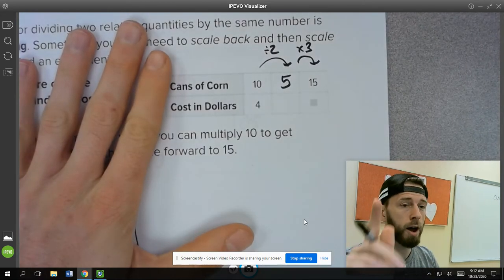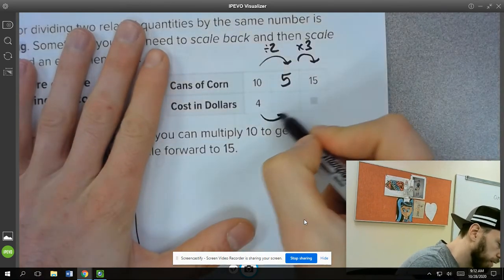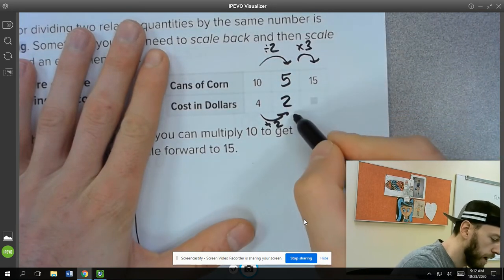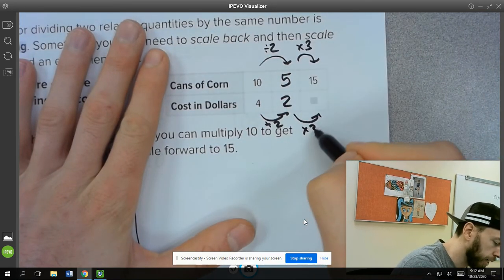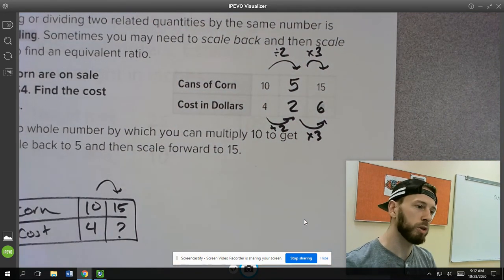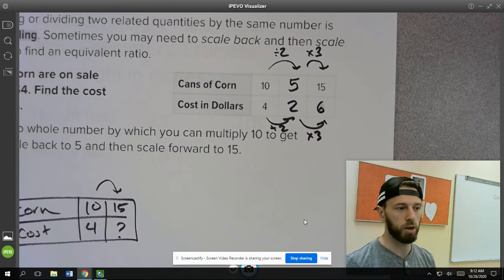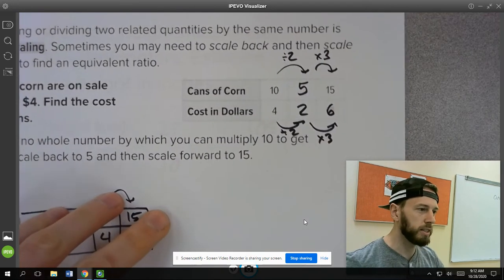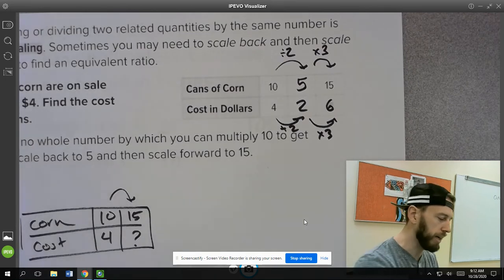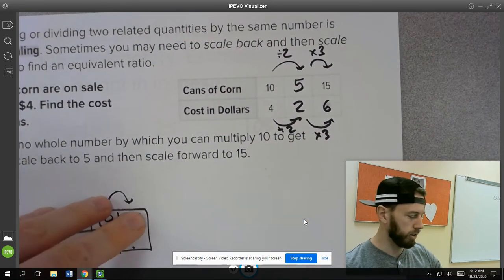Now, to do the same thing to the bottom to find out what the answer is. Divide the bottom by 2. 4 divided by 2 is 2. And then multiply it by 3, just like I did up top. 2 times 3 is 6. So the question is, how much would it cost for 15 cans of corn? It would cost $6. And this is kind of fun because you get to be a little bit creative here and try to figure out the puzzle of how to get from 10 to 15 with multiplication and division.